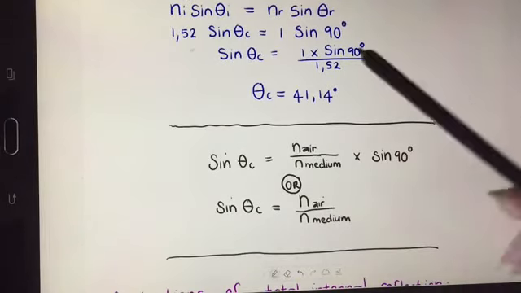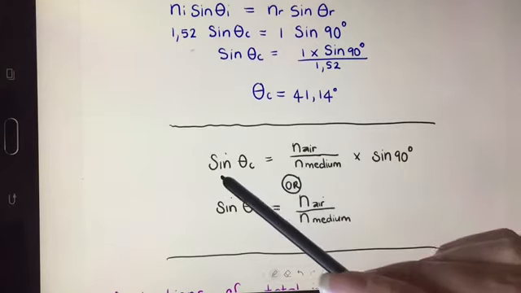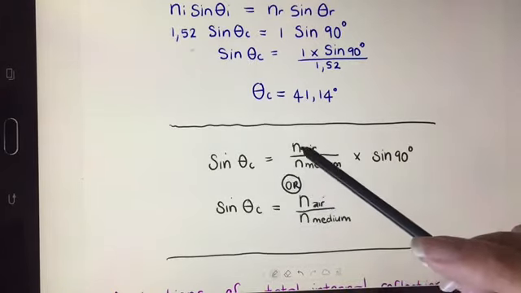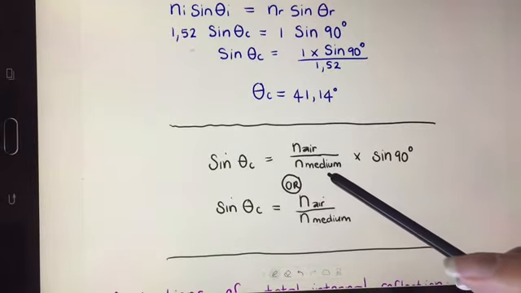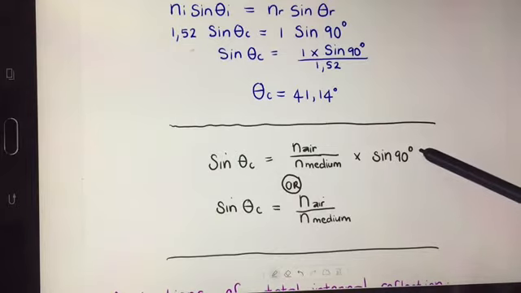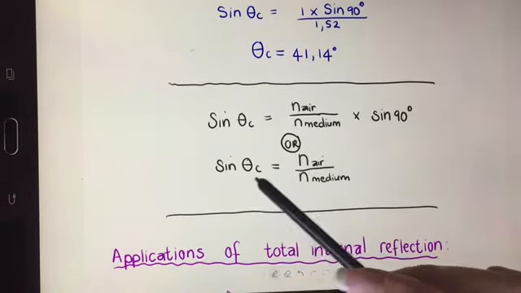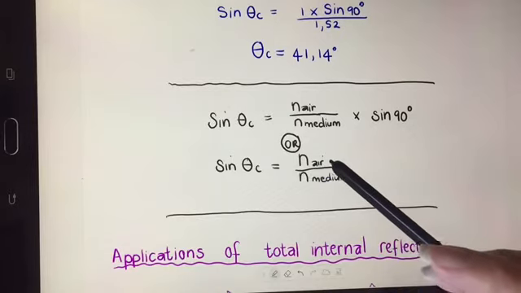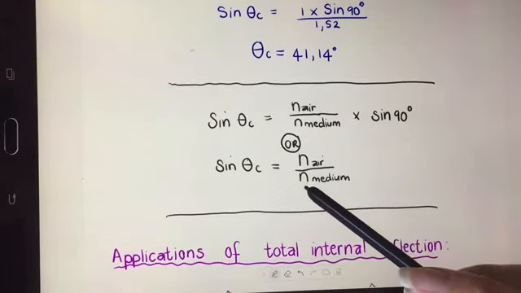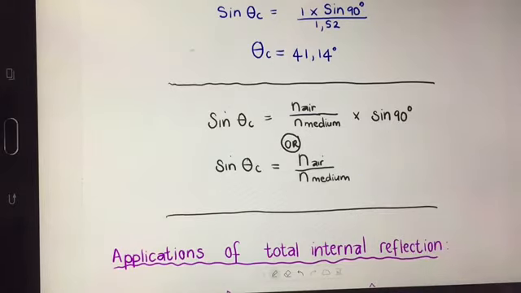These formulas over here to calculate the critical angle: we can say sine of the critical angle is equal to the refractive index of air divided by the refractive index of whatever the medium is times sine 90 degrees. And we can also just say that sine of the critical angle is equal to the refractive index of air, which is always 1, divided by the refractive index of whatever the medium is. And I can do this because sine 90 degrees is equal to 1.